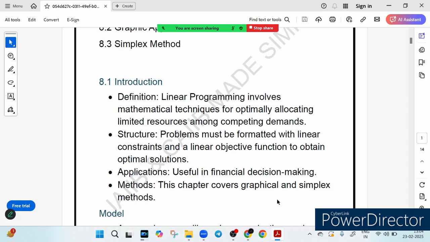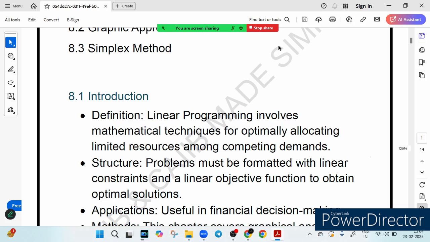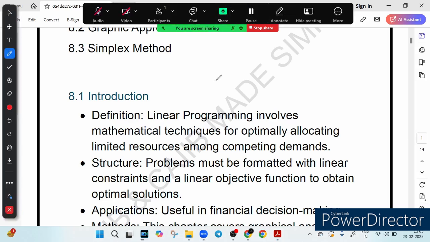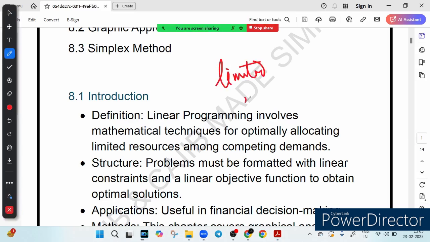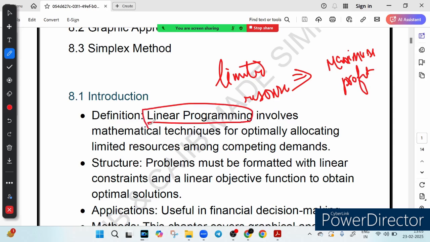So friends, have you ever wondered how businesses make the best use of limited resources to maximize profit? Here two keywords are there: the first keyword is limited resource, and the second keyword is maximize profit. Or how do banks decide on loan allocation efficiently? The answer lies in something called linear programming. It is a powerful tool for making the best financial decisions. So in this video we will break it down in the simplest way possible. Let's dive into what linear programming is.